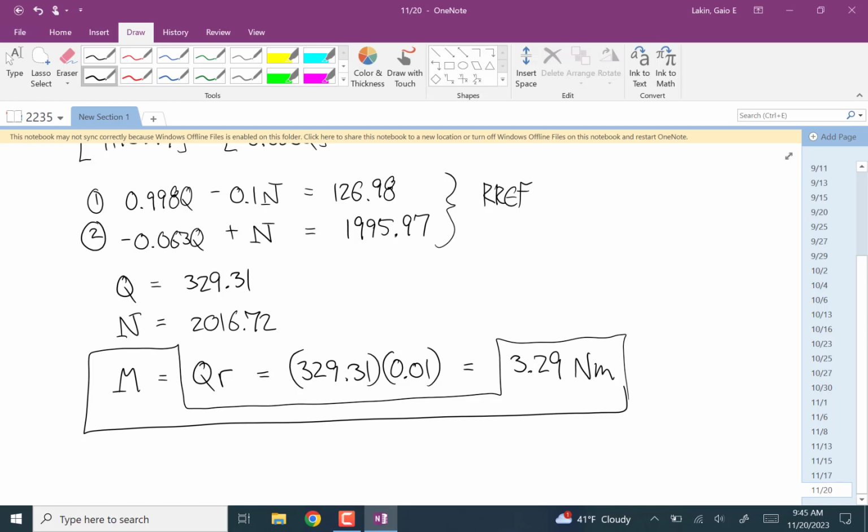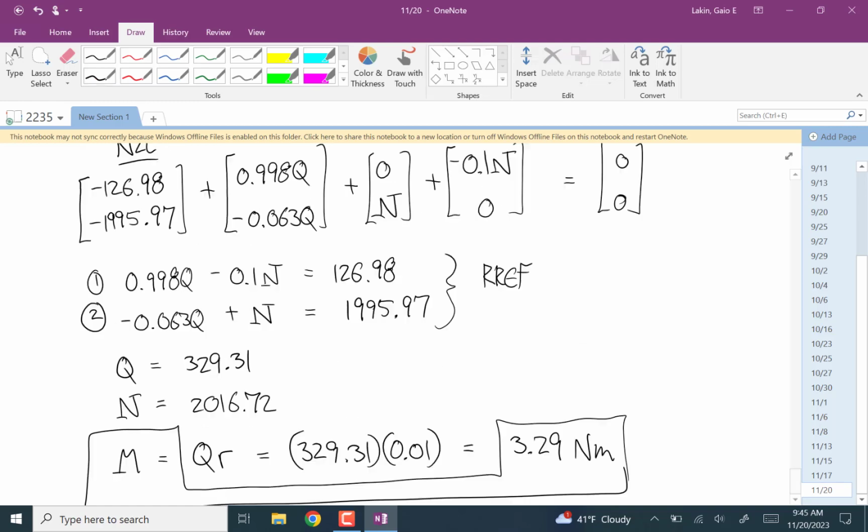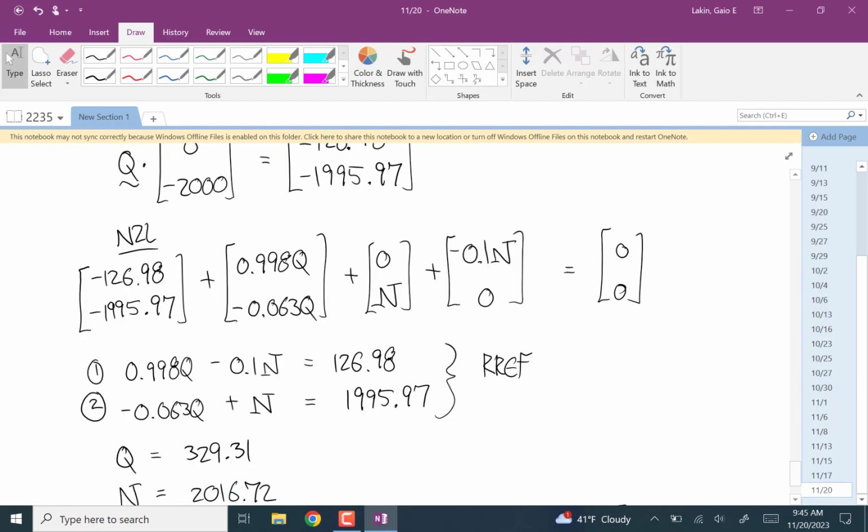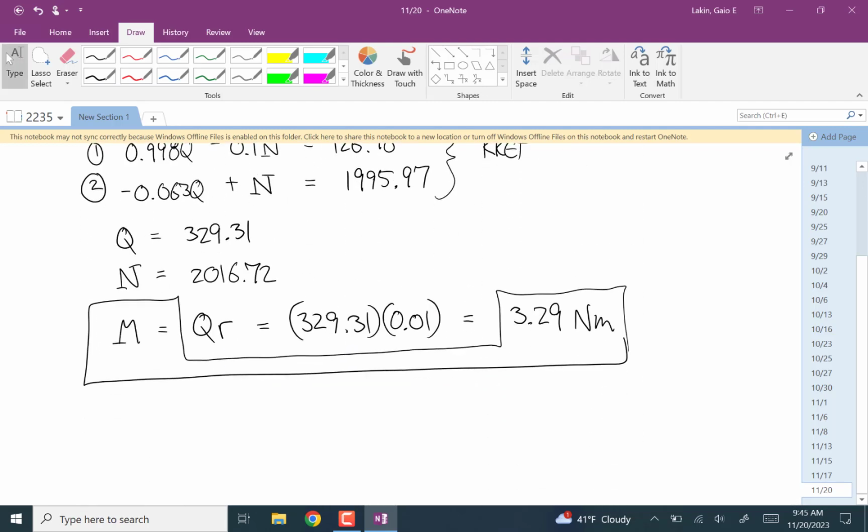But once it's moving, I would think the Loctite thing goes away. But I would guess you would add it on right here: 3.29 Newton meters for the friction calculation plus 2 Newton meters for the Loctite or whatever. That's what I would guess.